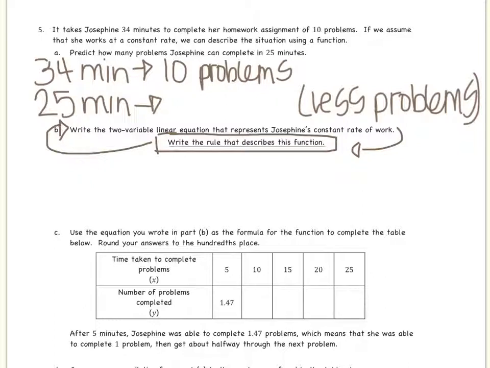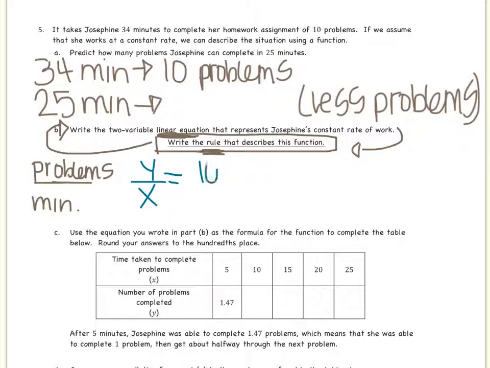So when I need to write the rule or the linear equation, remember I have minutes on the bottom and problems goes on top. Remember, this is where I always told you you're going to be left with y over x. Now I'm just going to fill in the amount of problems that Josephine completed, which was 10 in 34 minutes. I'm going to go ahead and cross multiply. I get 34y equals 10x.